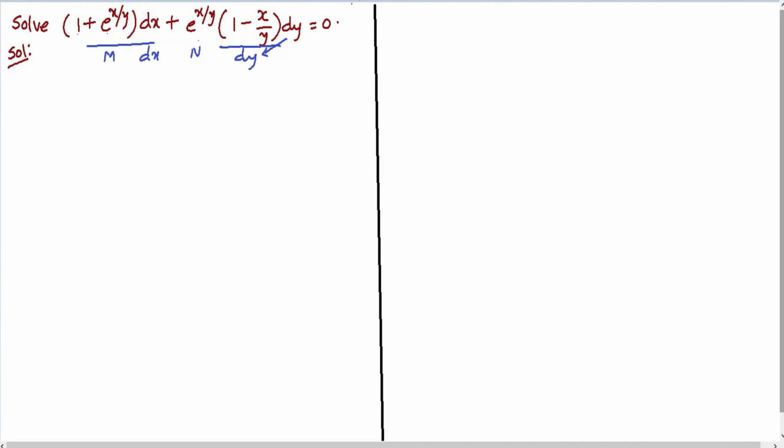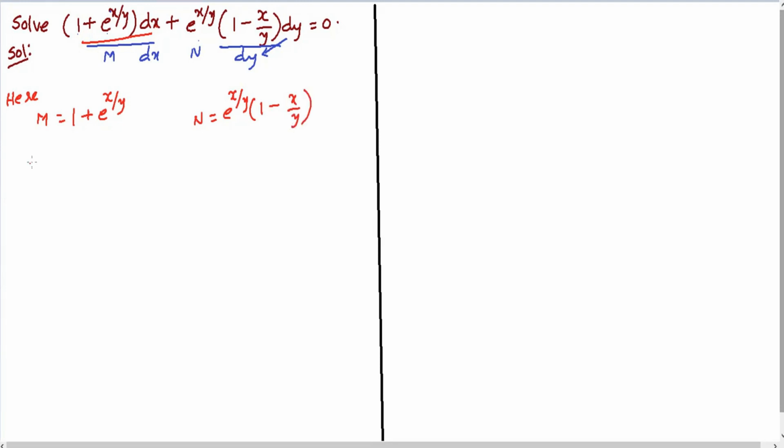So first of all we have to verify whether the given differential equation is exact or not. So you should write here the value of M and the value of N. What is the value of M? The coefficient of dx, which is 1 + e^(x/y). And what is capital N? e^(x/y) into (1 − x/y).